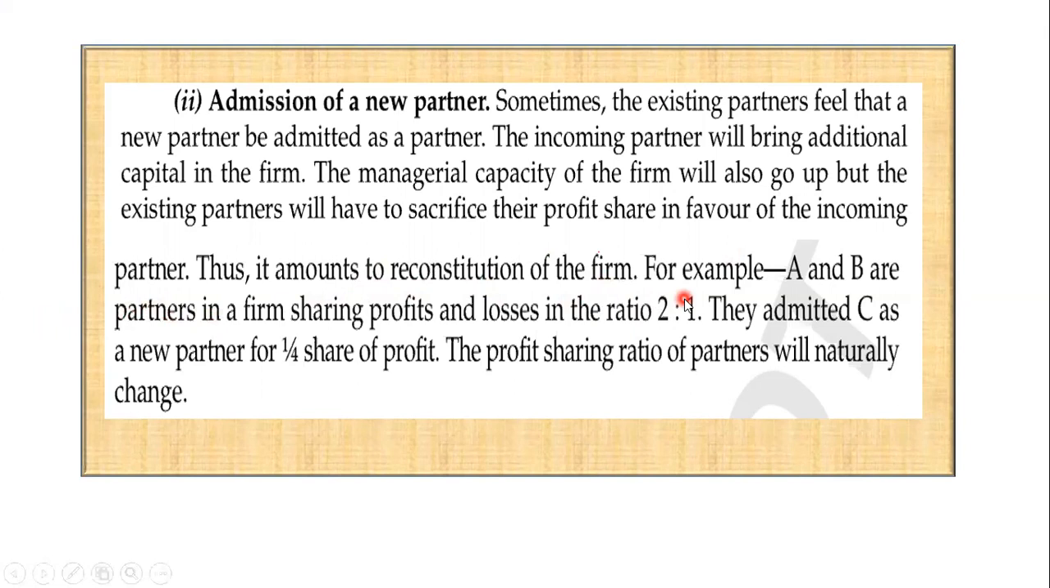Let me see from the example. For example, A and B are partners in a firm sharing profits and losses in the ratio of 2:1. Now they admit C as a new partner for a 1 by 4 share in the profits. So the profit sharing ratio of partners will naturally change. Earlier only A and B were sharing the whole profit. Now in future, A, B and C all together will share the whole profit. So obviously A and B will sacrifice in favor of C. So this is one of the reasons.